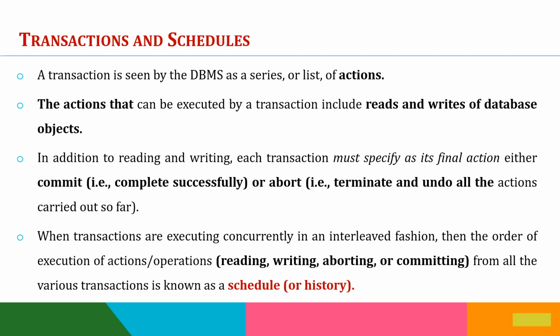So when transactions are executing concurrently in an interleaved fashion, the order of these actions or operations from all the various transactions is known as a schedule or history. That is, when the transactions are executing simultaneously, the order of execution of operations is significant. And this order of actions from all the various transactions is known as a schedule or the history.